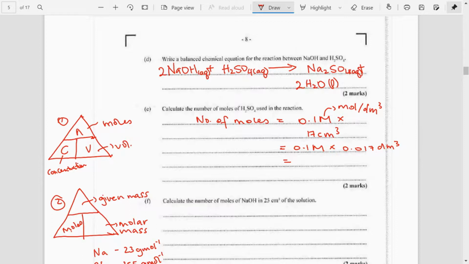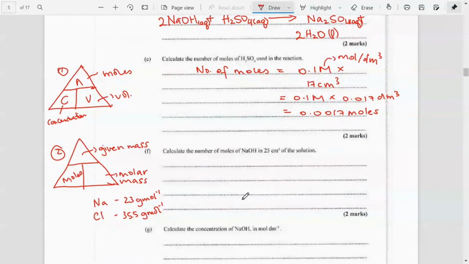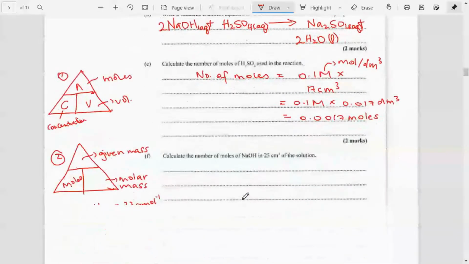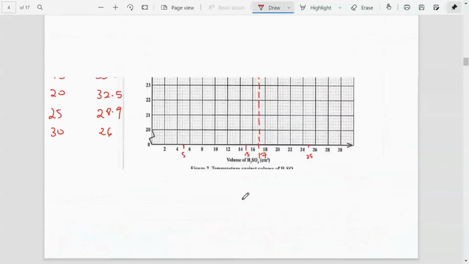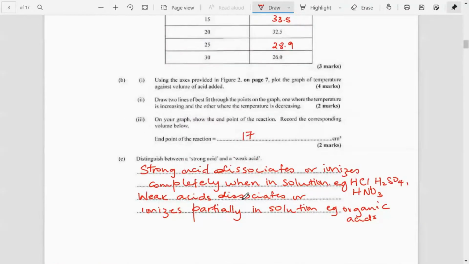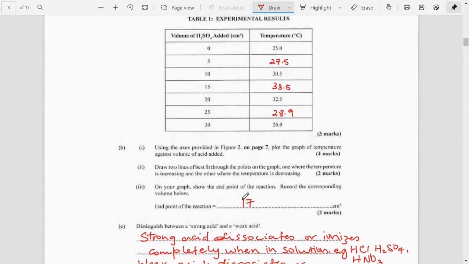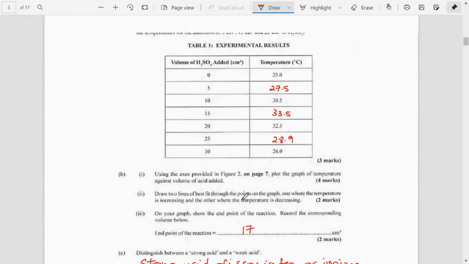So multiplied by 0.1 would be 0.0017 moles sulfuric acid, of course. Then they ask us to calculate the number of moles of sodium hydroxide in 25 cm cube of the solution. So let's look at what we have of sodium hydroxide. What did they give us? Remember, to find moles, you're looking for either concentration and volume or mass and molar mass.